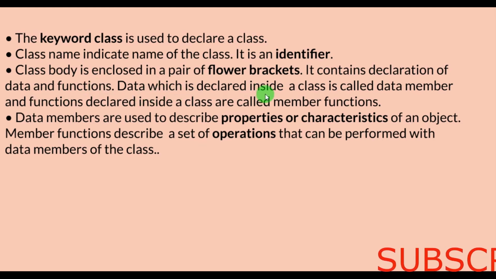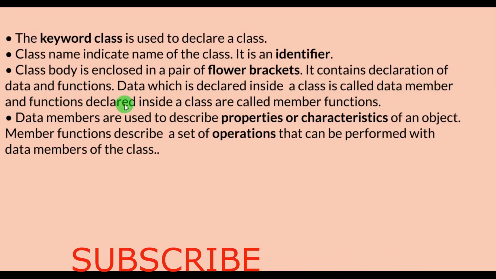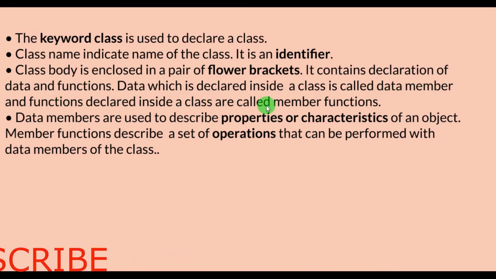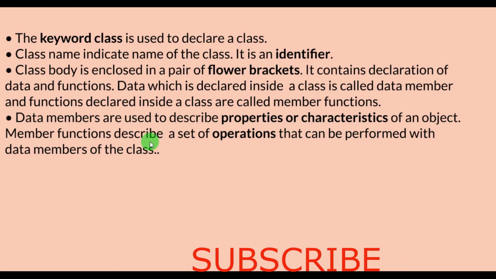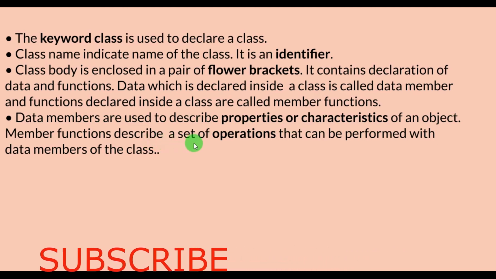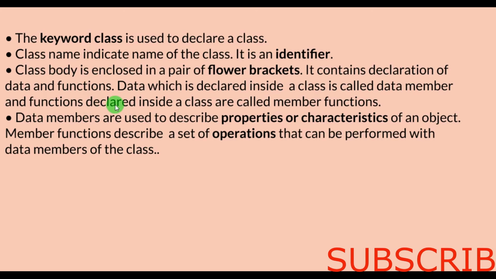Data which is declared inside the class is called the data members, and the function which is declared inside the class is called a member function. Next, data members are used to describe the properties or characteristics of an object, and member functions describe a set of operations that have to be performed on data members of a class. And remember this set of points, it is very important.